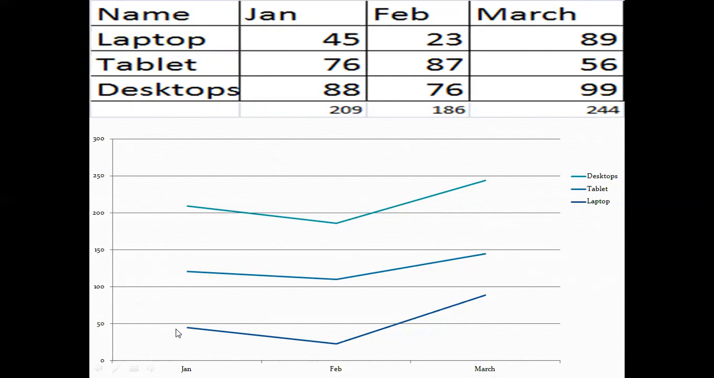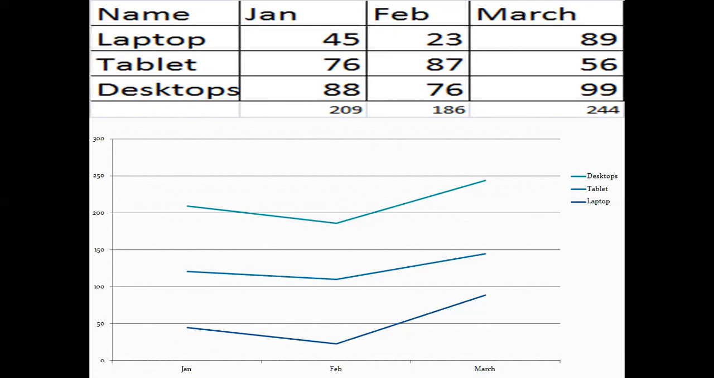Now just see, in January, this last line stands for laptop. How many laptops were we having? 45. See where I have pointed the mouse cursor. This value is 45, so this was the total sale of the laptop. Now if I want to see the tablet, that was 76. So as I'm looking in January, 76 starts from this pointer. जहां से लैपटॉप खत्म हो रहा है वहां से टैबलेट शुरू हो रहा है.